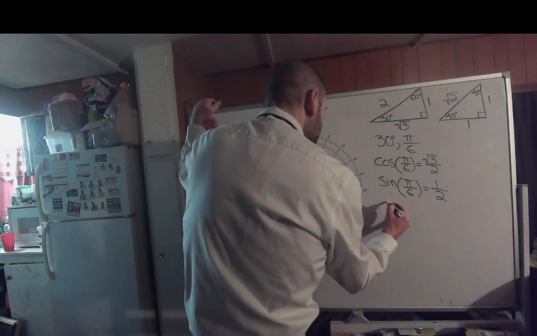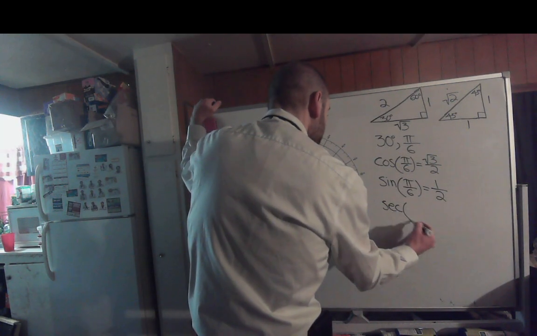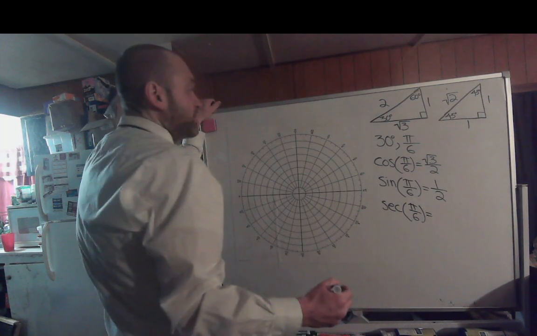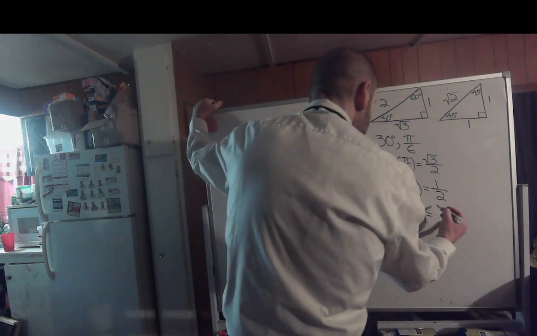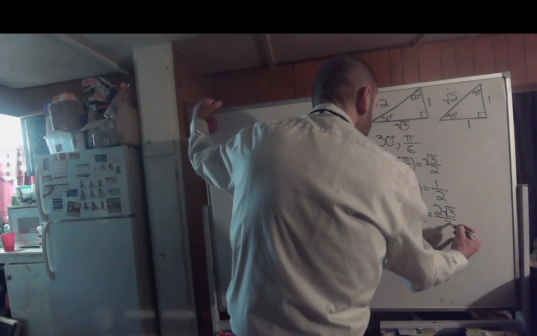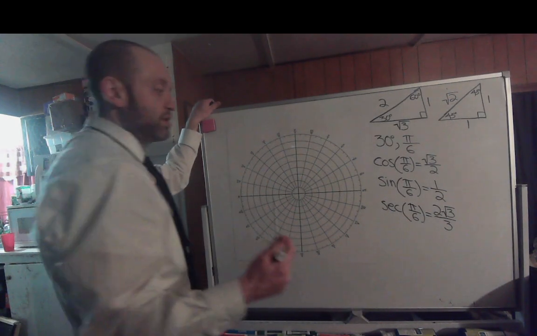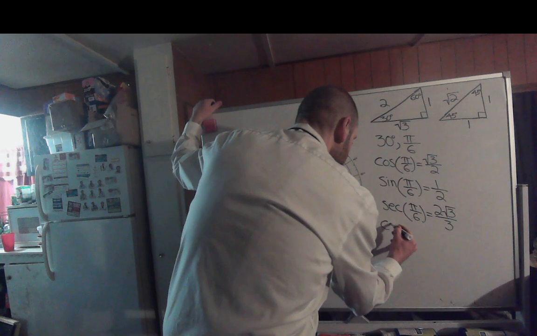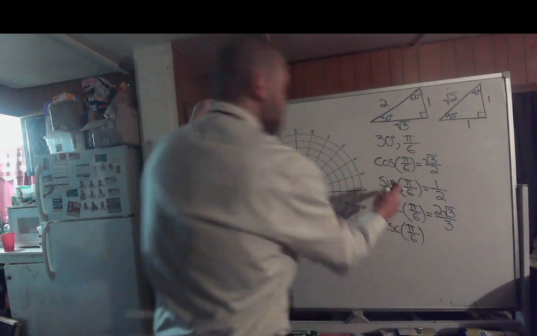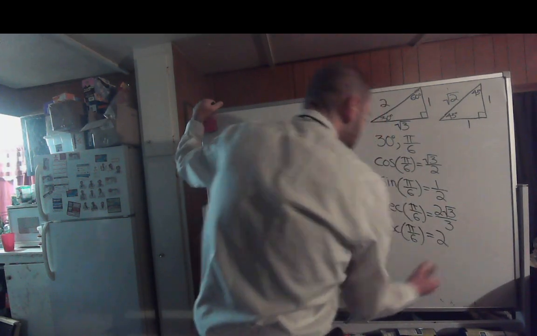Let's then find the secant of pi over 6. Well, that's going to end up being 2 over the square root of 3, which would end up being 2 times the square root of 3 over 3. So the secant of pi over 6 is 2 times the square root of 3 over 3. Now what about the cosecant of pi over 6? That's the same as 1 over the sine of pi over 6, but 1 over 1/2 is 2.